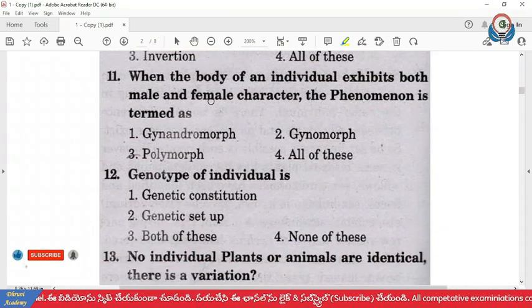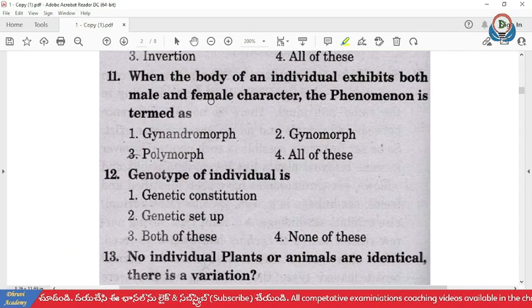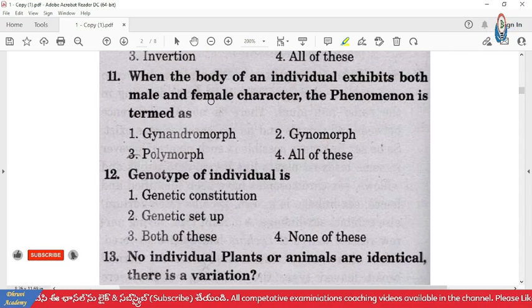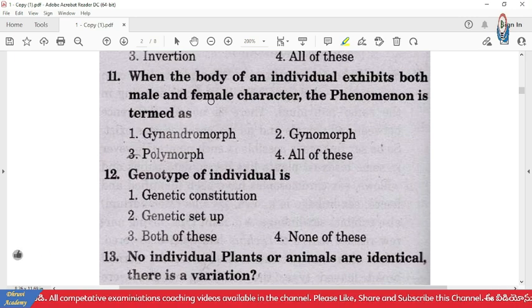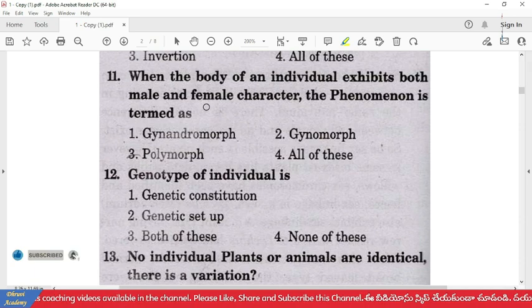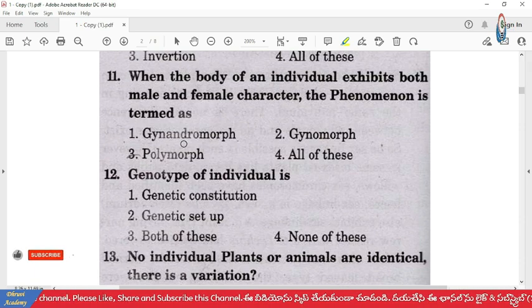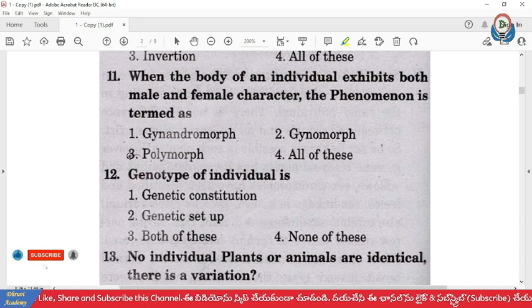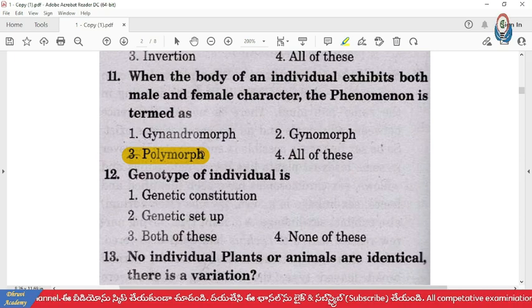Next, when the body of an individual exhibits both male and female characters, the phenomenon is termed as: is it gynandromorph, gynomorph, polymorph, or all of this? When the body of an individual exhibits both male and female characters, this phenomenon is termed as polymorph. కదా? This is termed as a polymorph.